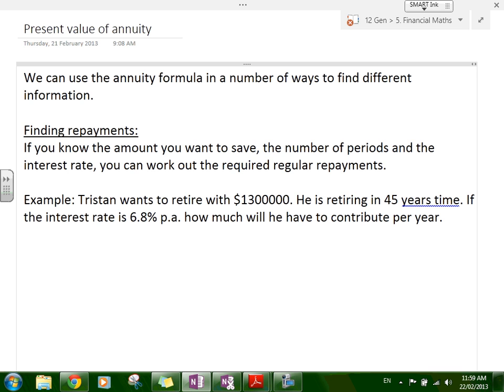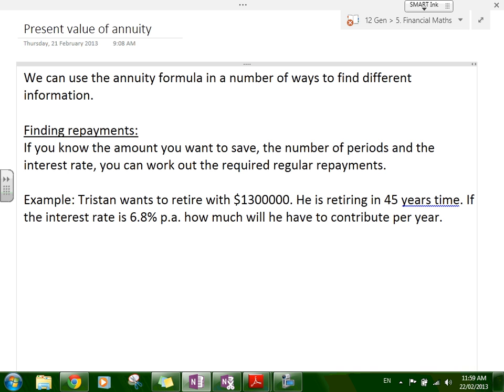You're saying what lump sum will grow to $1 million in 30 years? And you use the annuity formula in a slightly different way, an adjustment of it using those ideas to find out present value, which is a lump sum. But before we talk about it, let's talk about finding repayments.